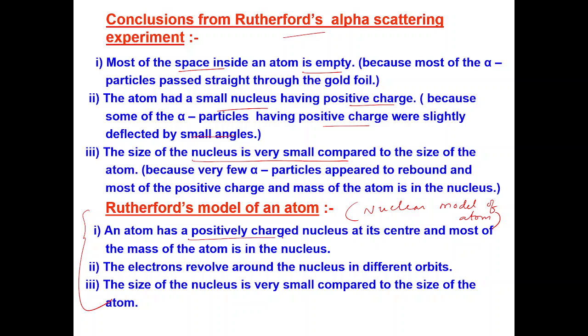An atom has a positively charged nucleus at its center. The mass of the atom is in the nucleus, that is in the smallest region, the center of the atom. All the mass is enclosed there. The electrons are revolving around the nucleus in different orbits. The size of the nucleus is very, very small as compared to the size of the atom. You can compare it to a football placed in a football ground. That much small is the center of the atom, that is the nucleus.